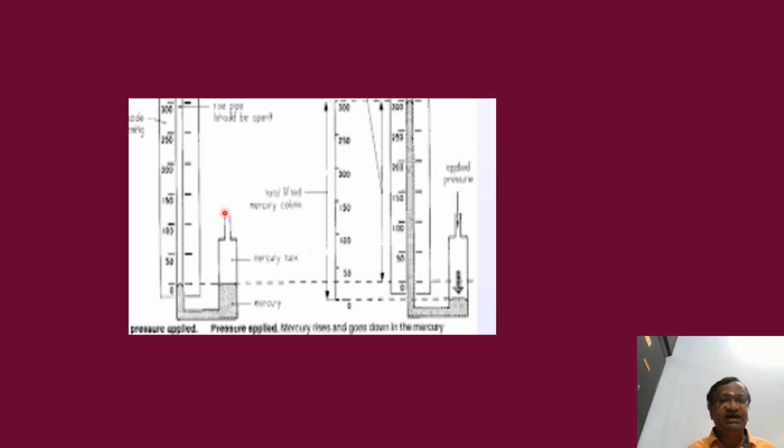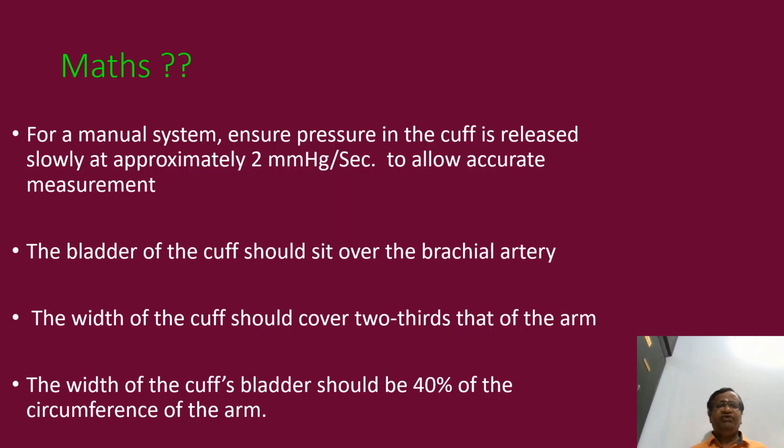Now you see this is a mercury manometer. It is pushed. This is normal. As soon as you put the pressure, it is flowing like this and we are measuring the pressure. For a manual system, ensure pressure in the cuff is released slowly, 2 millimeters per second, to allow accurate measurement.